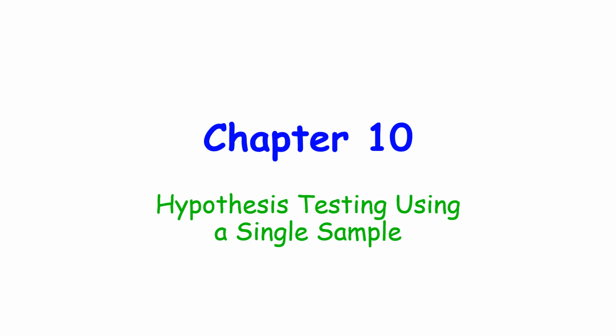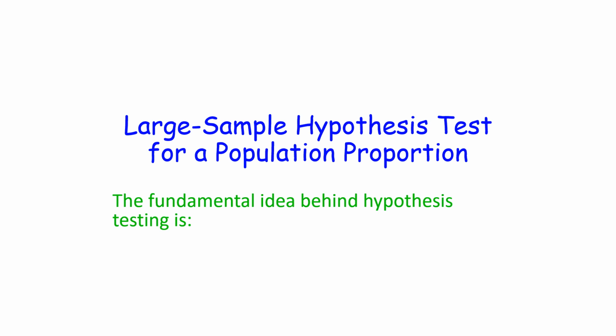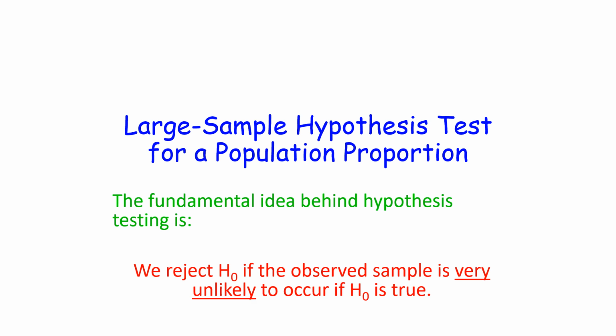In this video, we're going to be talking about hypothesis testing using a single sample, specifically large sample hypothesis tests for a population proportion. The fundamental idea behind hypothesis testing is that we reject the null hypothesis if the observed sample is very unlikely to occur if the null hypothesis is true.